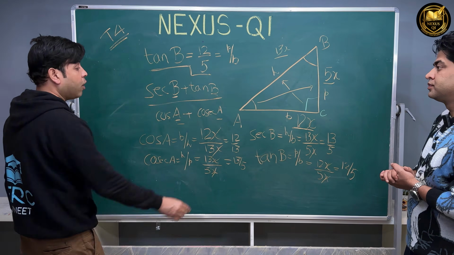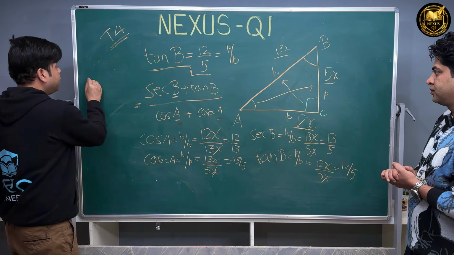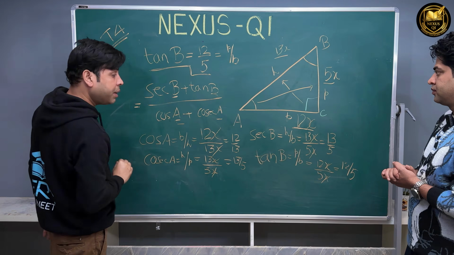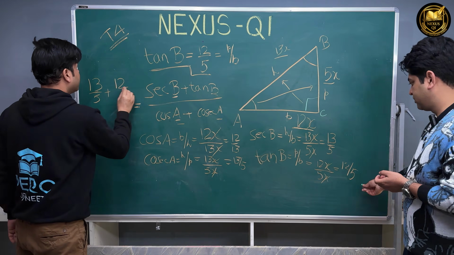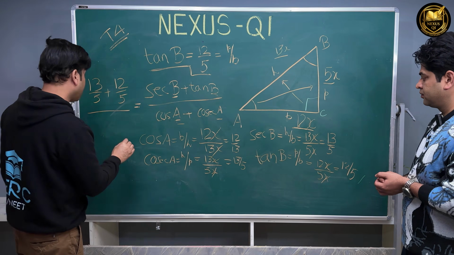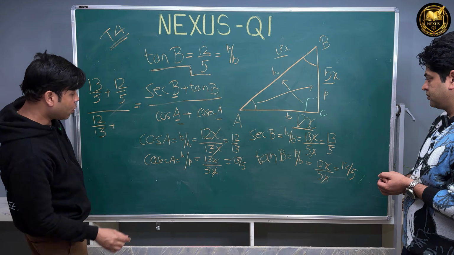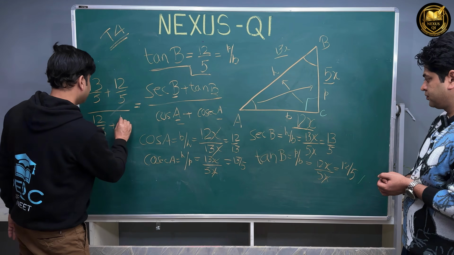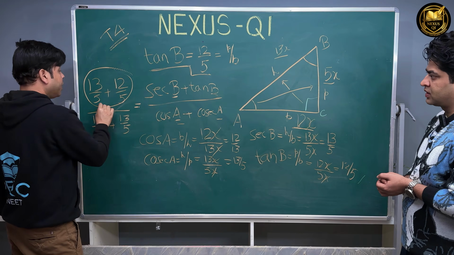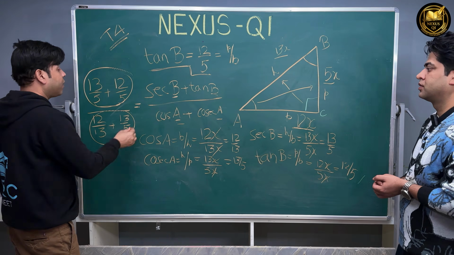Now we have to just put all these values and simplify. So sec B is 13 by 5 plus tan B we got as 12 by 5, plus cos A we got 12 by 13 plus cosec A is 13 by 5. Add the like fractions separately, and here you have to take the LCM, then add and finally simplify.